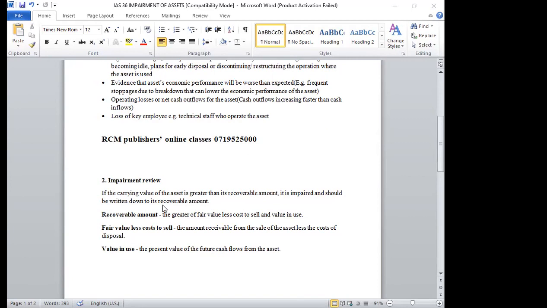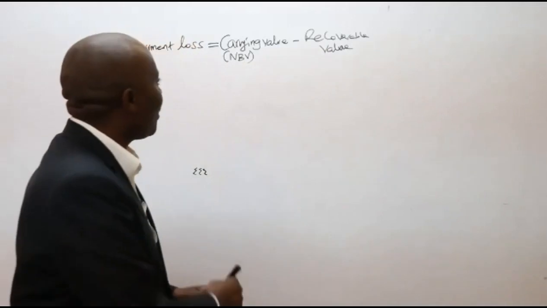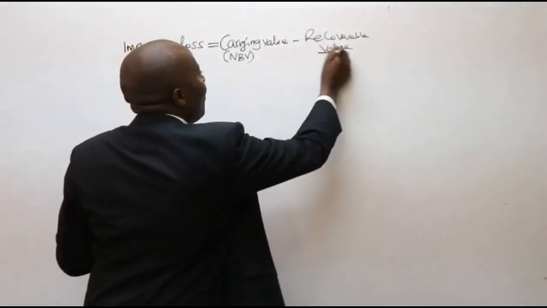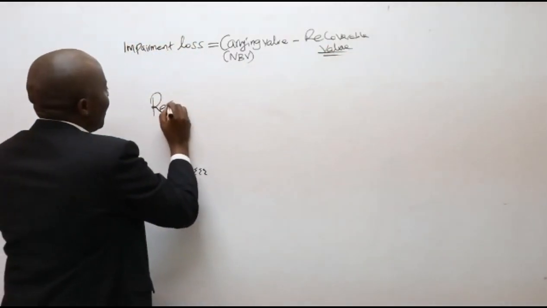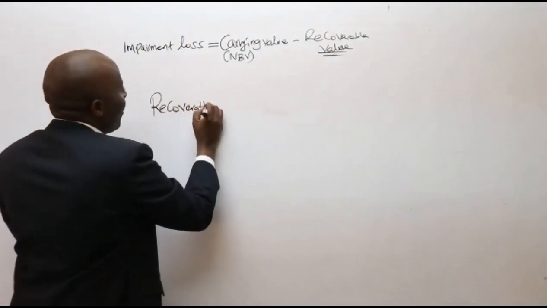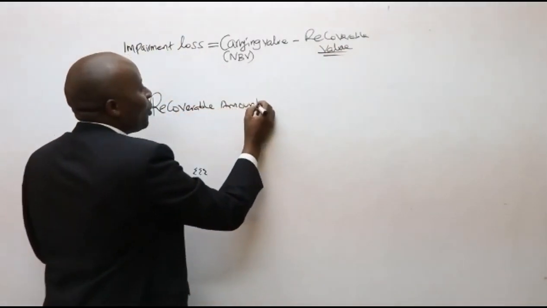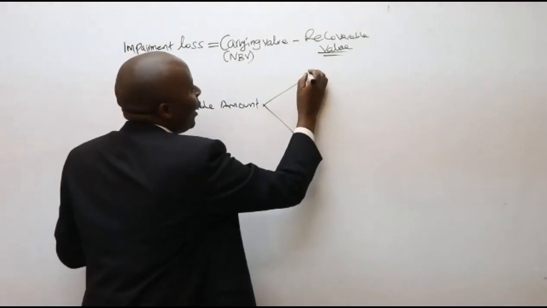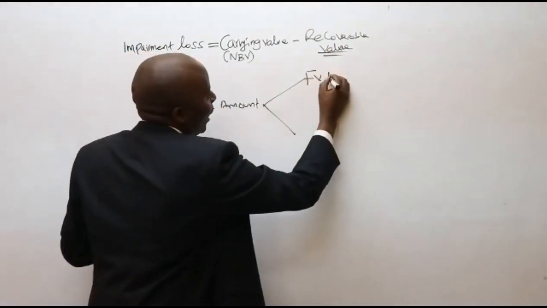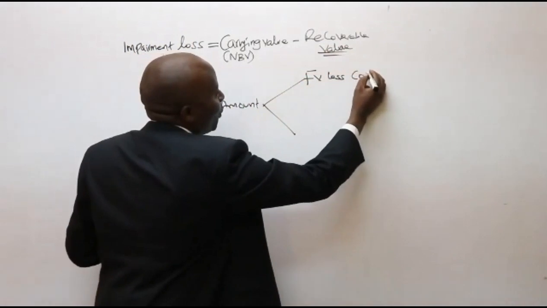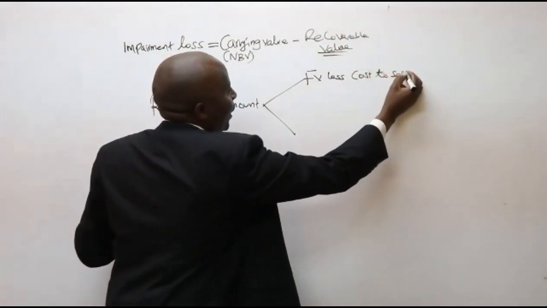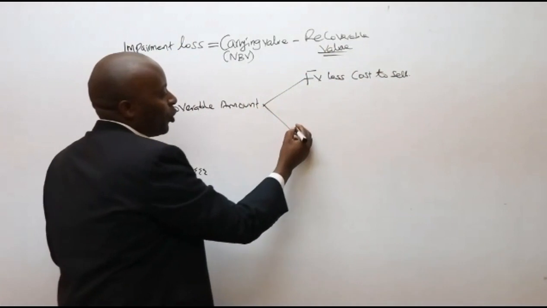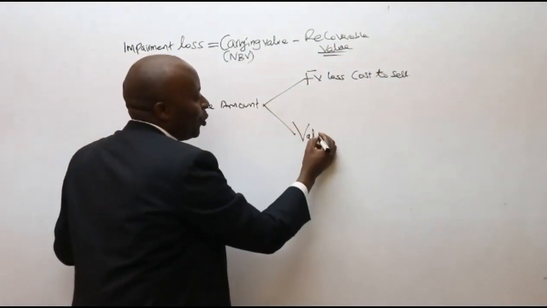So what is recoverable amount? It is the greater of fair value less cost to sell and the value in use. So anytime they talk about recoverable amount, always think about two things. Which things are these? Number one, fair value less cost to sell. And then you have what we call value in use.